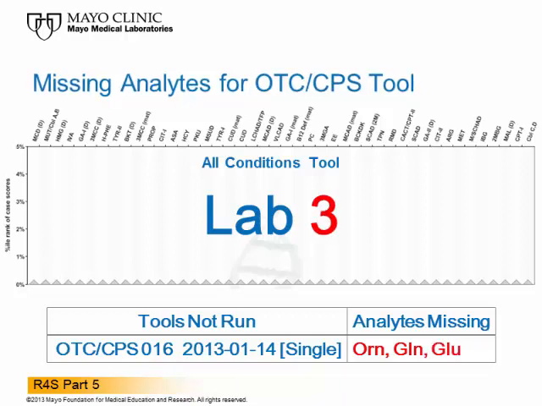Laboratory 3 is missing 3 of the required amino acids, ornithine, glutamine, and glutamate. Notably, the latter is the one required to calculate the most informative marker. Laboratory 4 does measure ornithine, but glutamine, glutamate, and alanine are not included. Finally, Laboratory 5 does not measure ornithine, glutamine, and arginine.